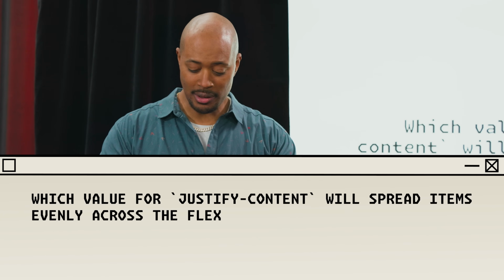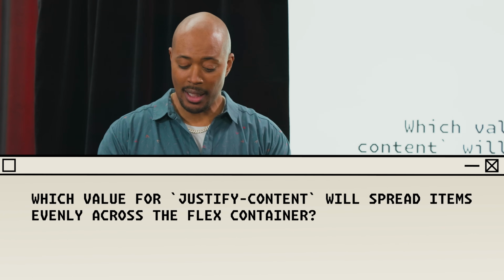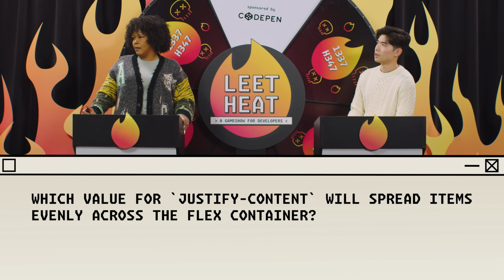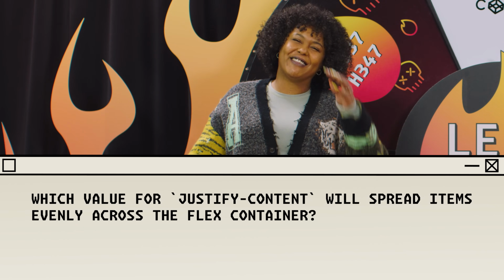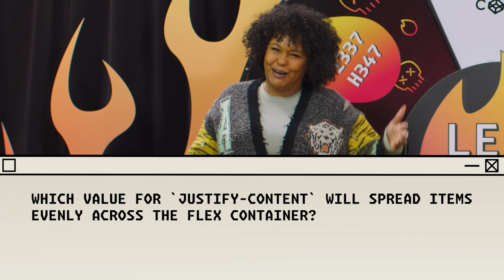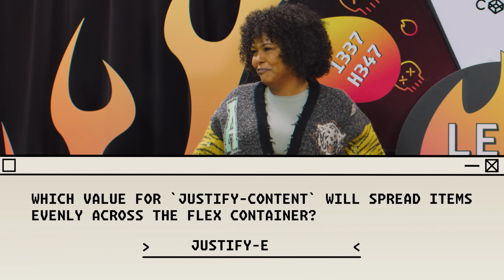Which value for justified content will spread items evenly across the Flex container? Natalie. Justify. I'm thinking of the tailwind, so I don't know if I'm gonna get this wrong because of this. Well, you run out of time. Justify.